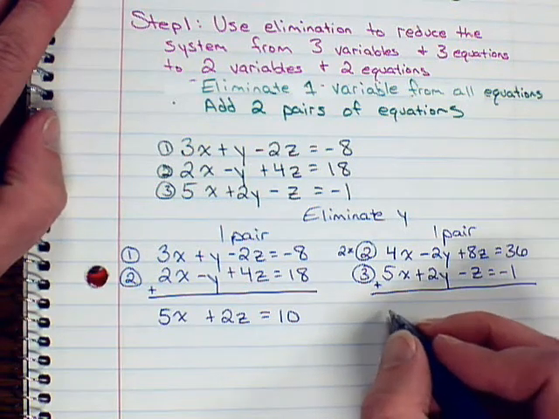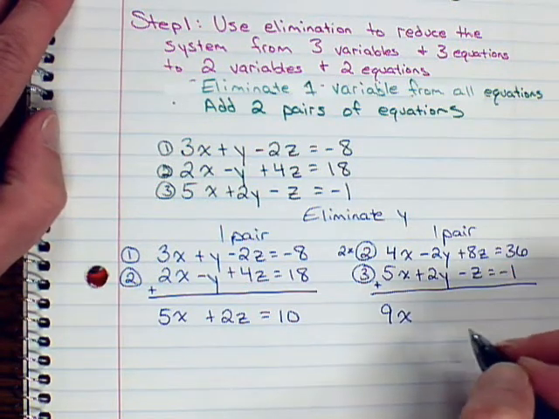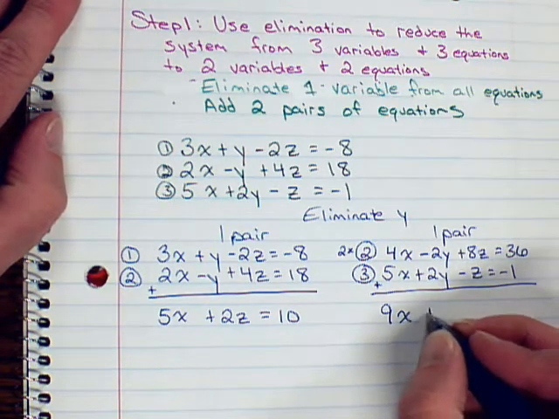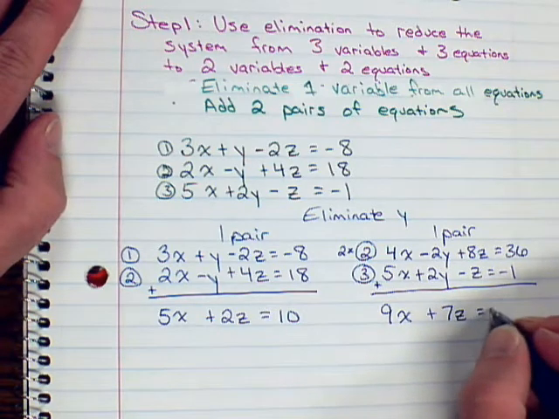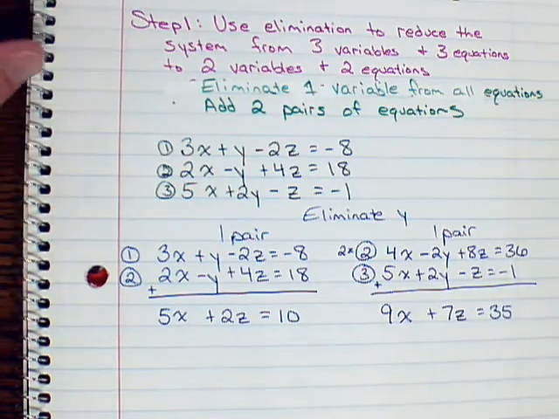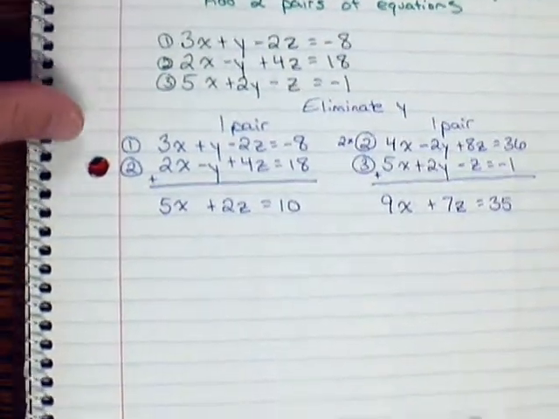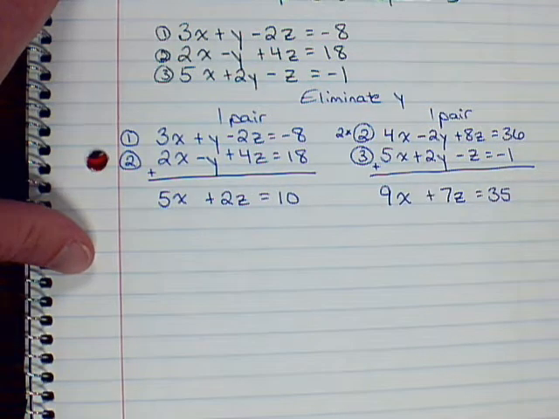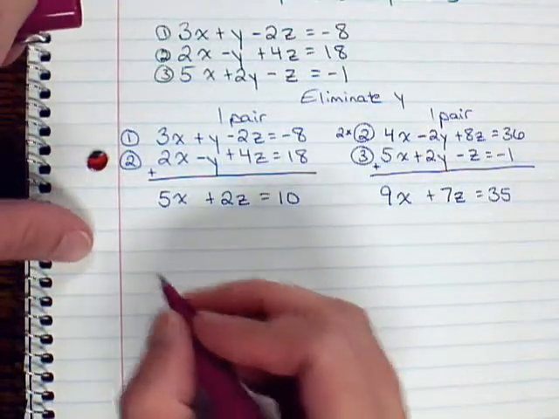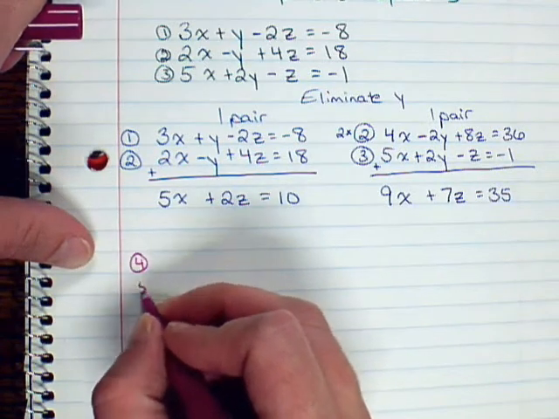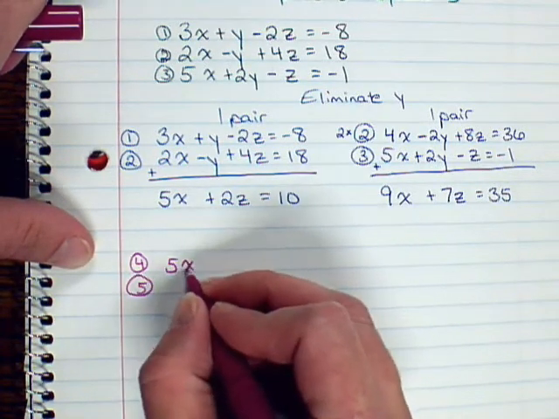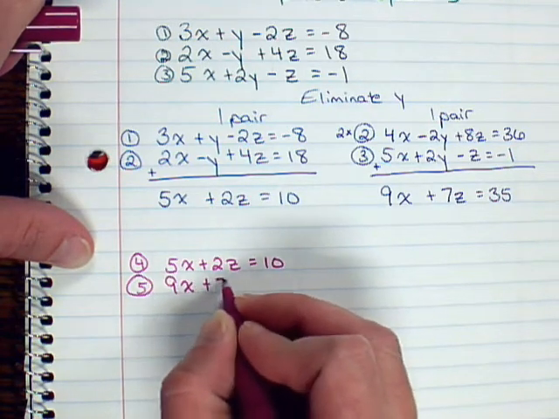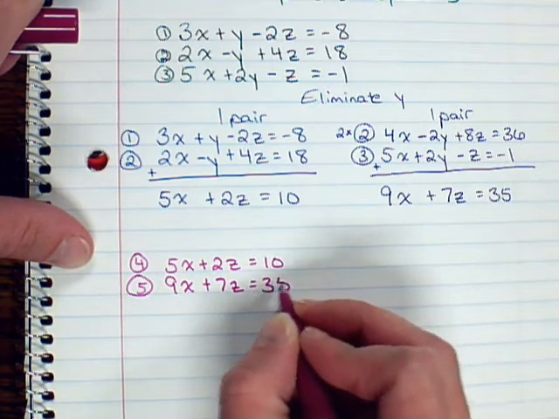4x plus 5x is 9x. The y's do go away. 8z and a negative z is going to give me 7z equals, and that's going to be a 35. So now, you'll see that we have 2 new equations. So let's give them new numbers. I guess, equation 4 and equation 5. In this new set, we have a brand new system made up of 2 equations and 2 variables.